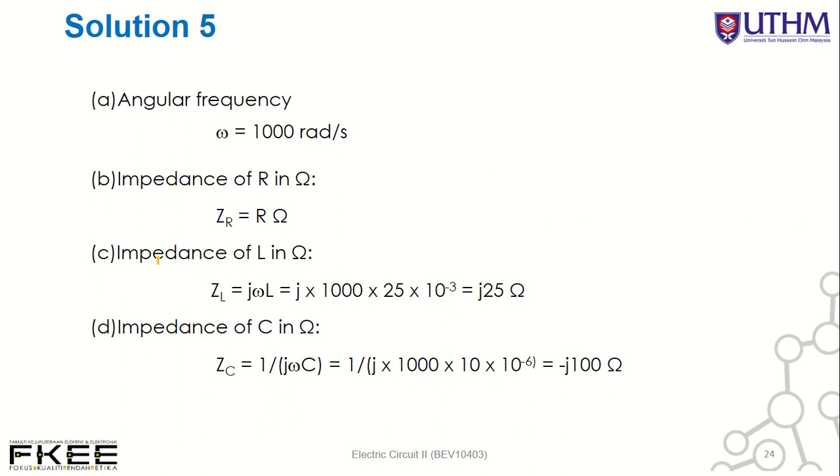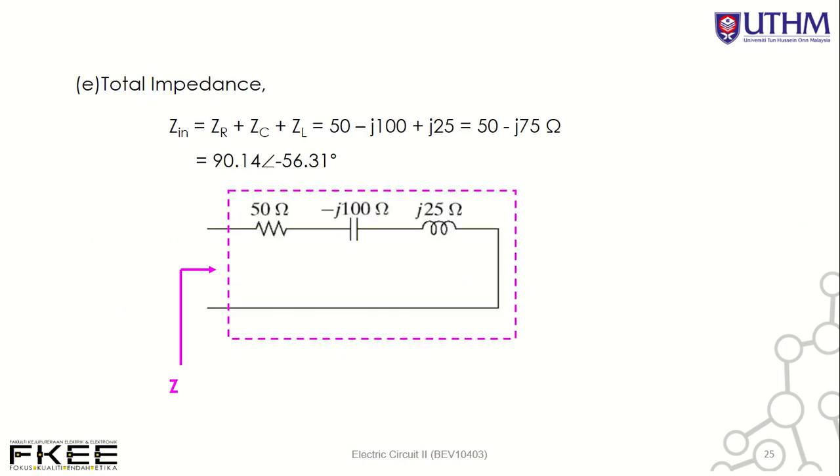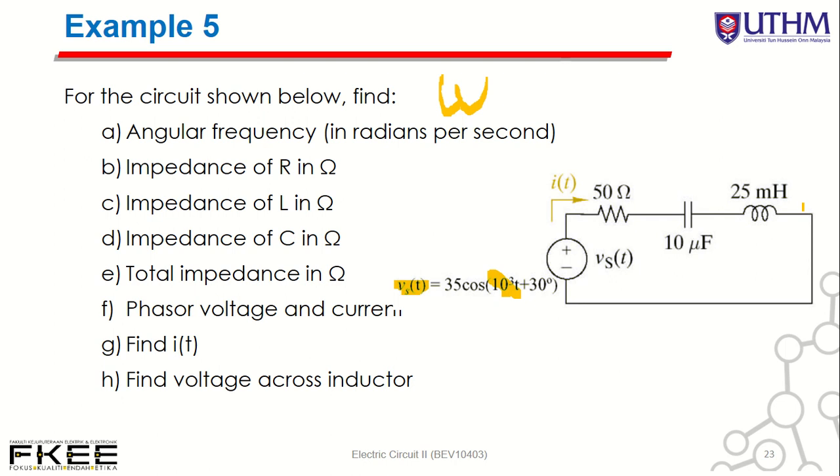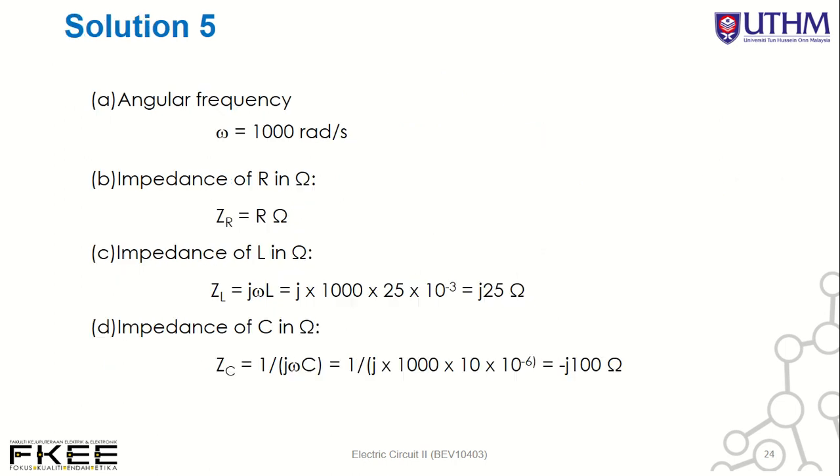Number 3, C, impedance of L in ohms. Let's say we have an L equal to 25 millihenry. So what is the ZL? Equal to j omega L. And ZC equal to 1 over j omega C. This one you need to remember, for ZL and ZC. ZC equal to 1 over j omega C. So 1 over j equal to minus j, equal to 100 ohms, for example.